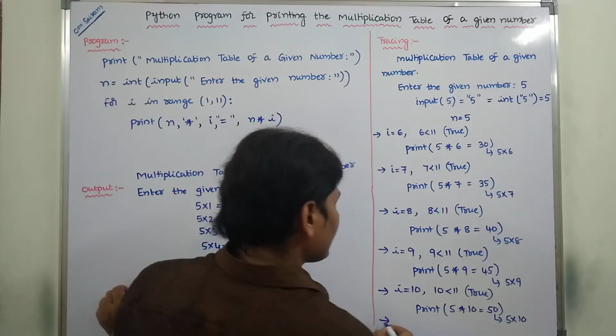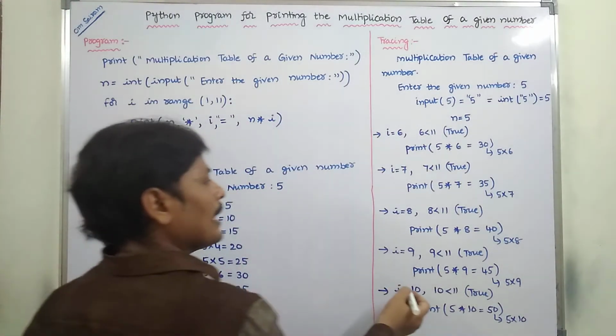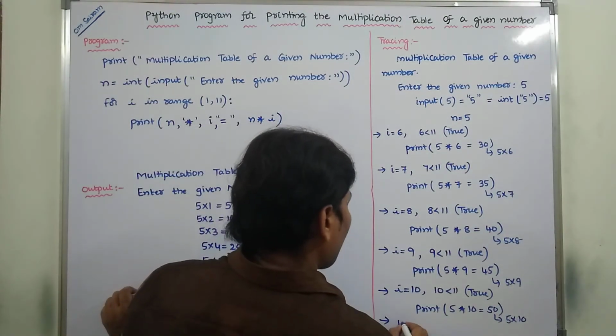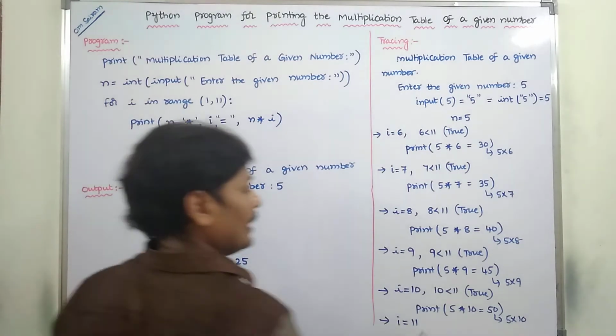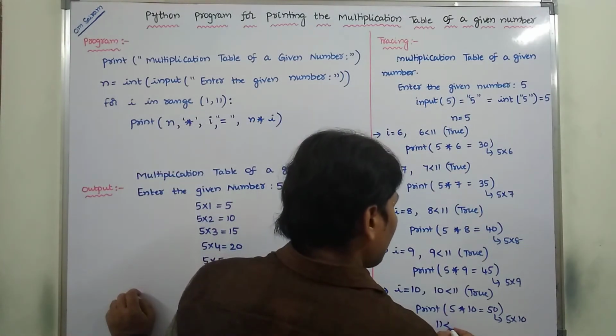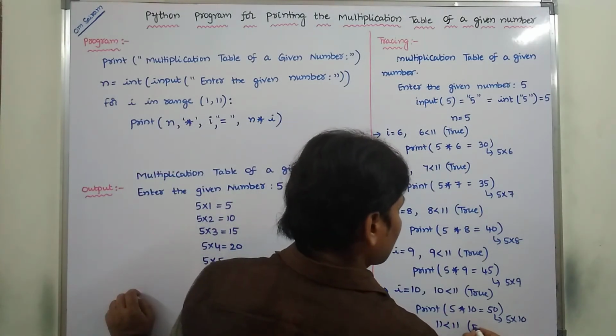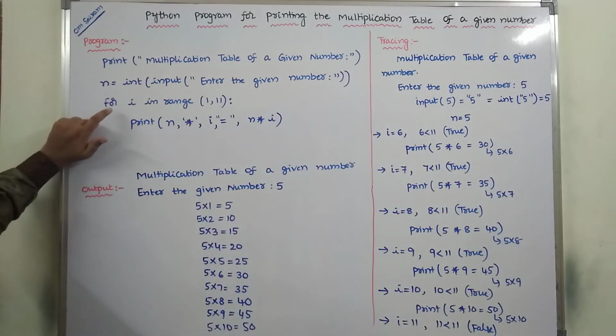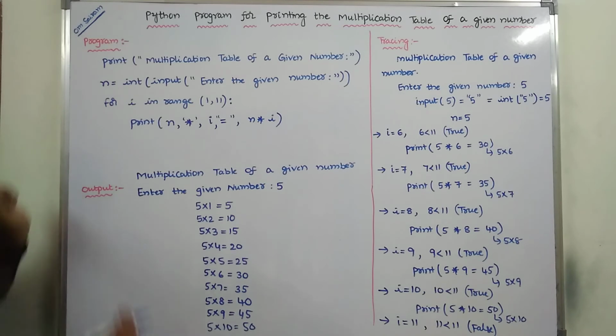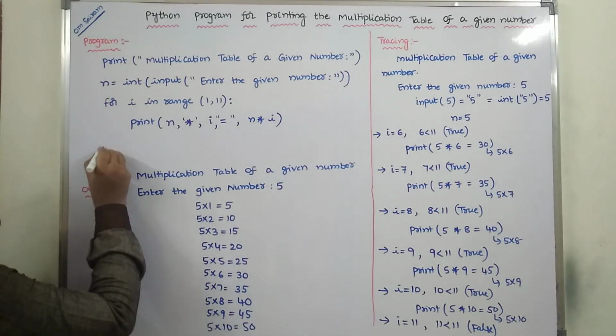Now I value is incremented by 1. Previously I value 10. Now I value 10 is incremented by 1. Now I value is 11. Okay. 11 less than 11, that is false. Whenever the condition is false, then the control goes to the next statement after the for loop.